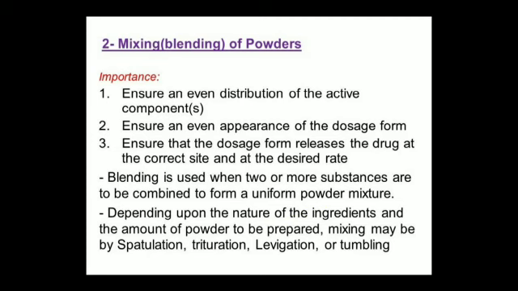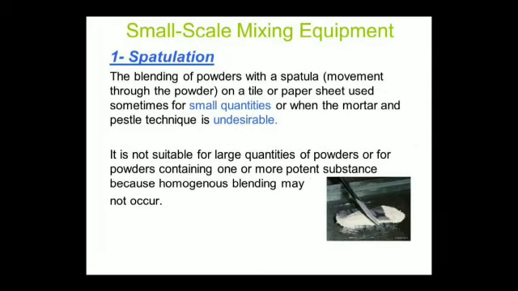Depending on the nature of the ingredients and the amount of powder to be prepared, mixing may be done using different types of methods: spatulation, trituration, geometric dilution, sifting, and tumbling. The first one is spatulation. It is used only for small scale. In this method, we use a spatula on a tile or a paper sheet.